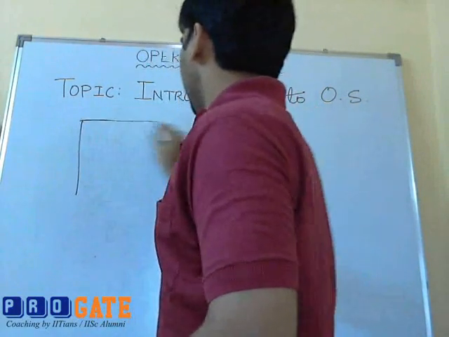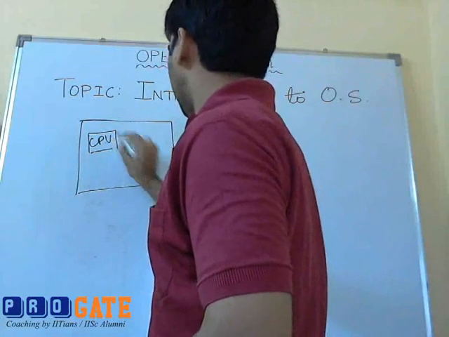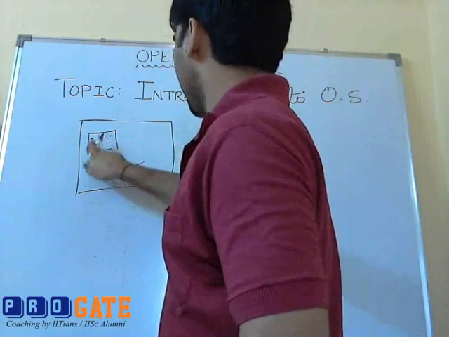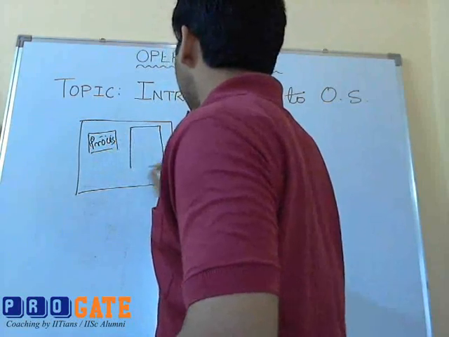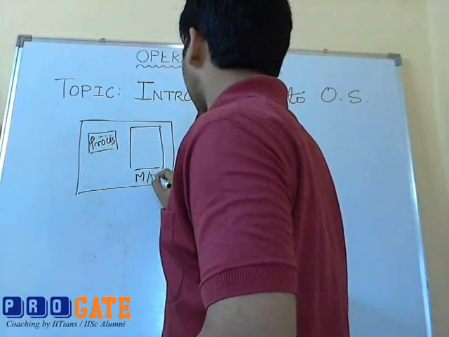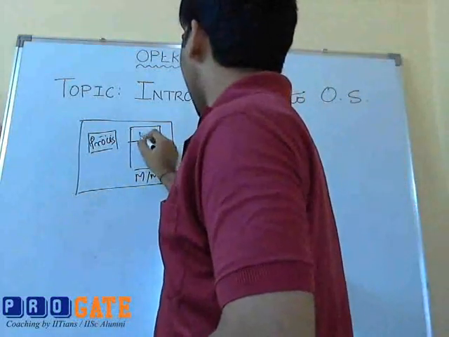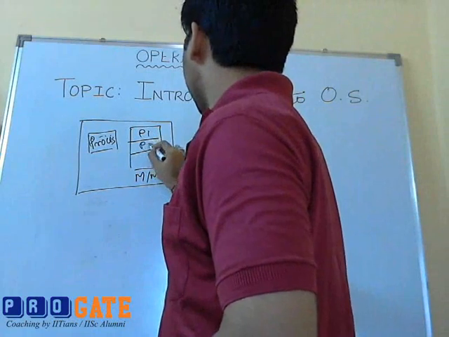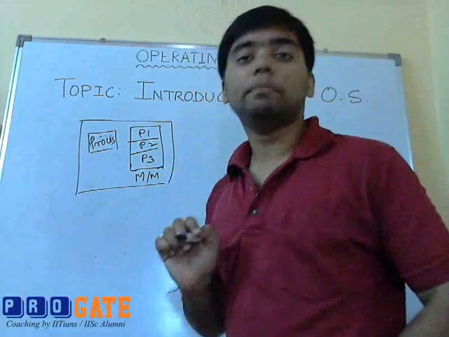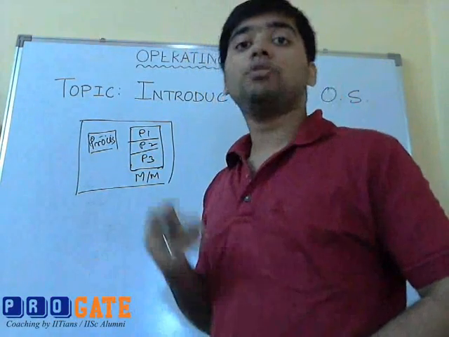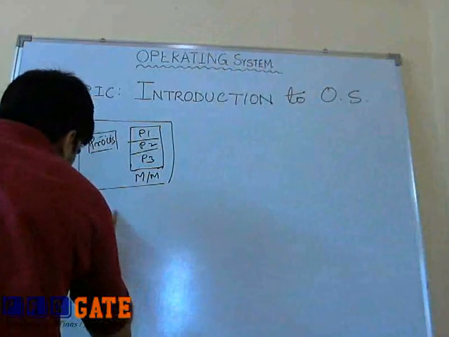If this is your machine, this is your CPU, I would write this as a processor, and this is your memory, then in a multi-programming system, as we have seen, a number of programs are present in the memory at one time. And we have also seen how this increases the efficiency of the processor. This is multi-programming.